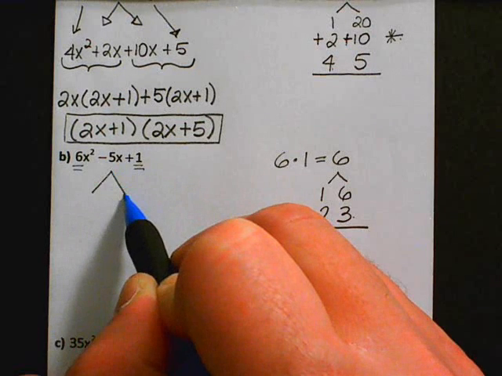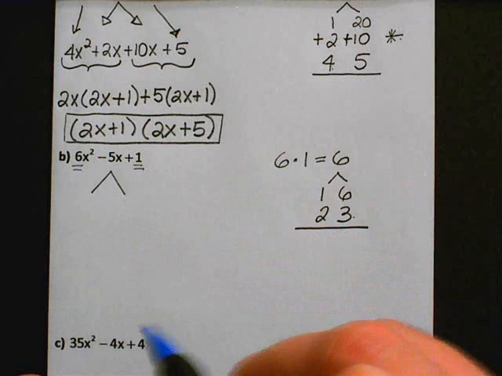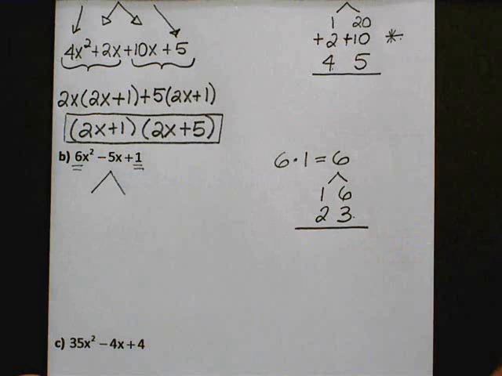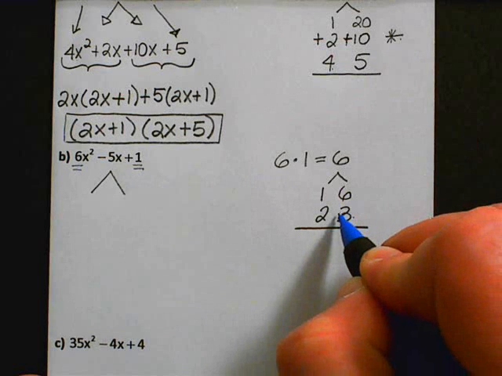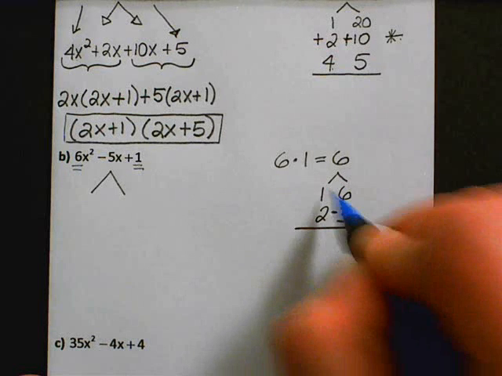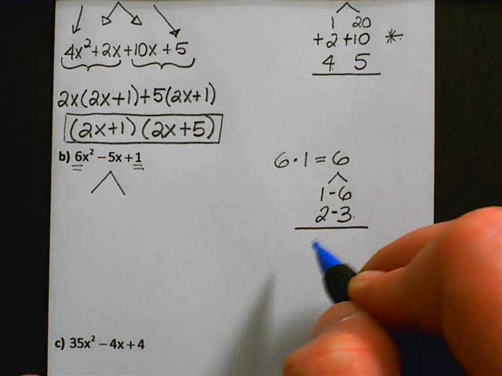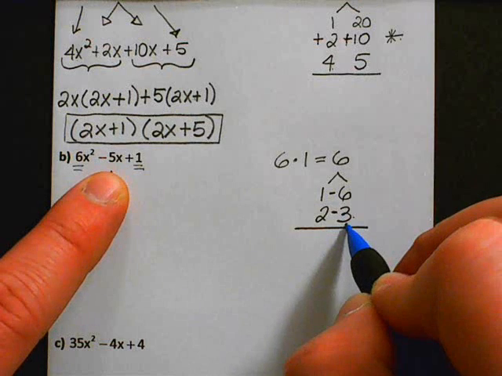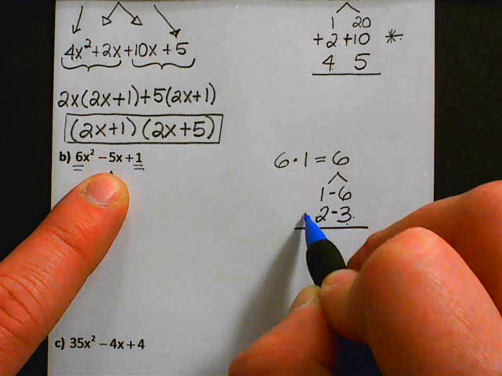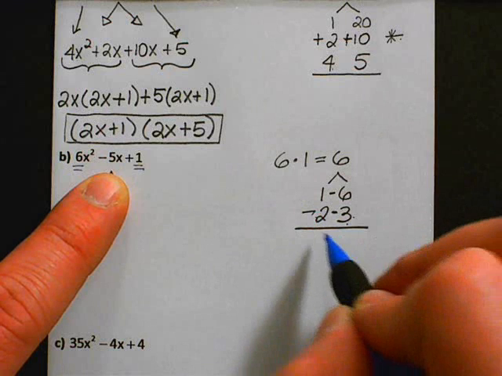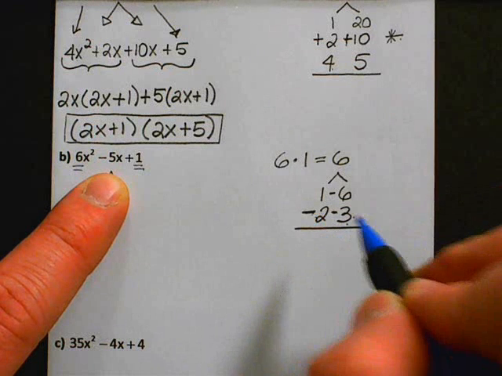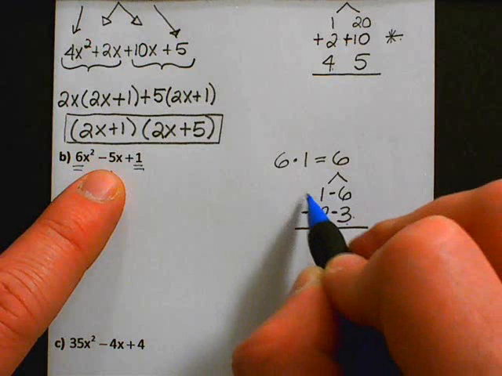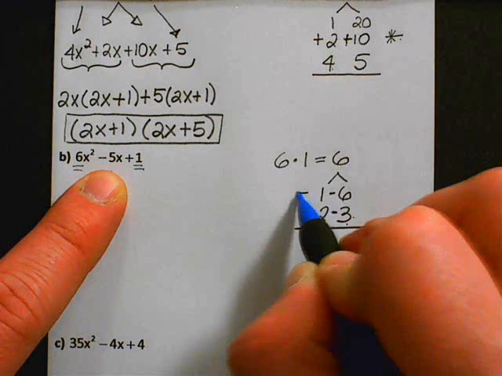And we notice the middle term is a negative. So that means the biggest digits here are going to be negative. And if this is negative 3 and I want a negative 5, what should this be? This should be a negative 2 because negative 2 and negative 3 gives me negative 5. Same thing with negative 6. What should the 1 be to give me a negative 5? And the answer is a positive, because positive 1 minus 6 will give me a negative 5.